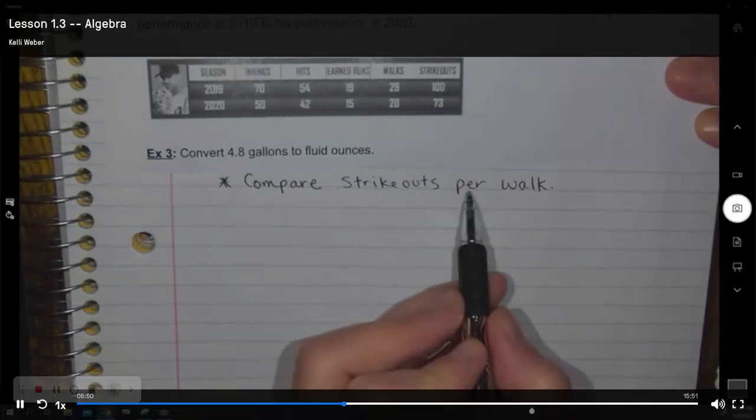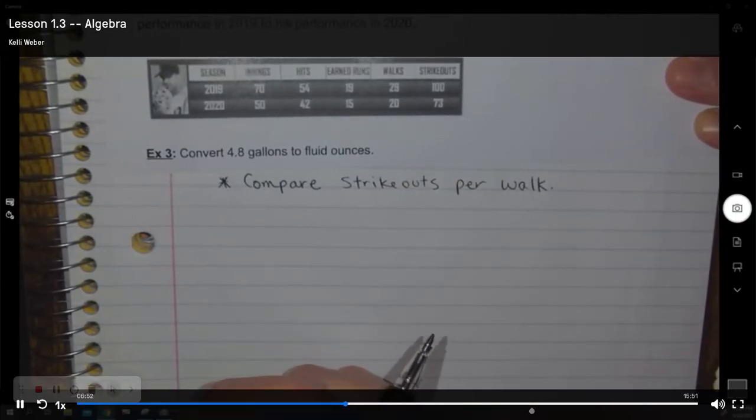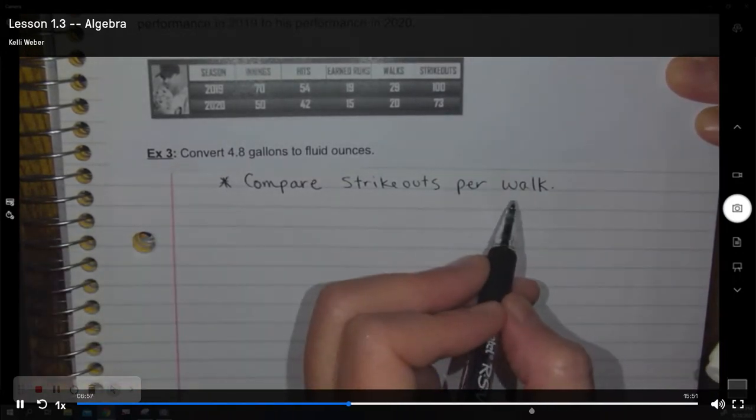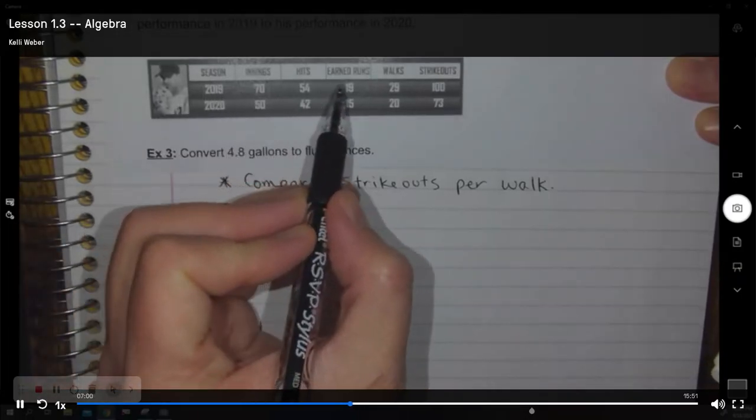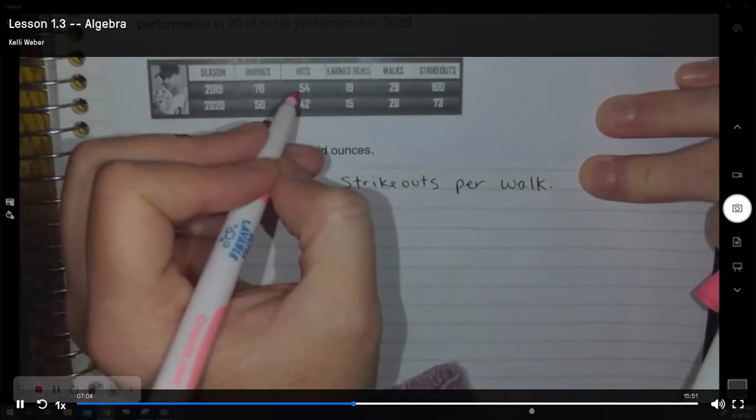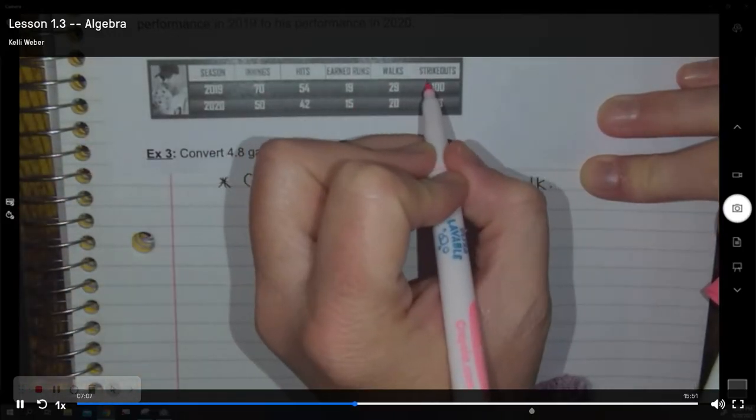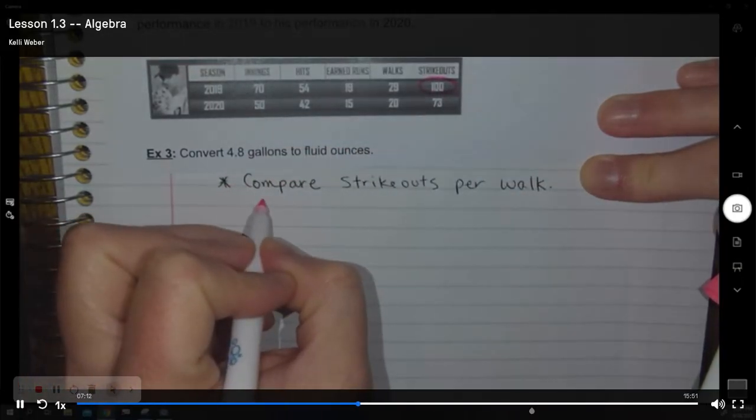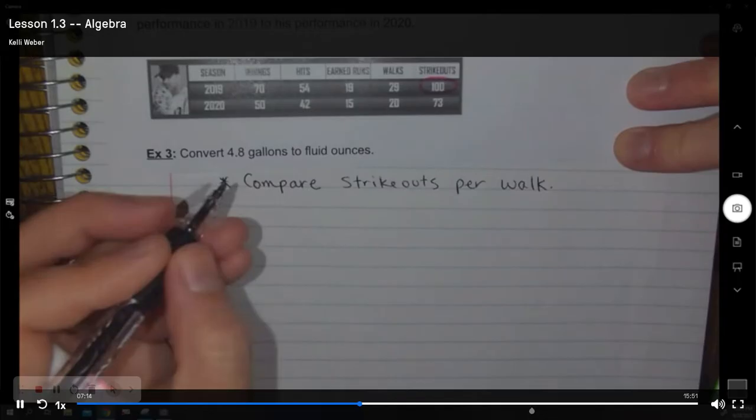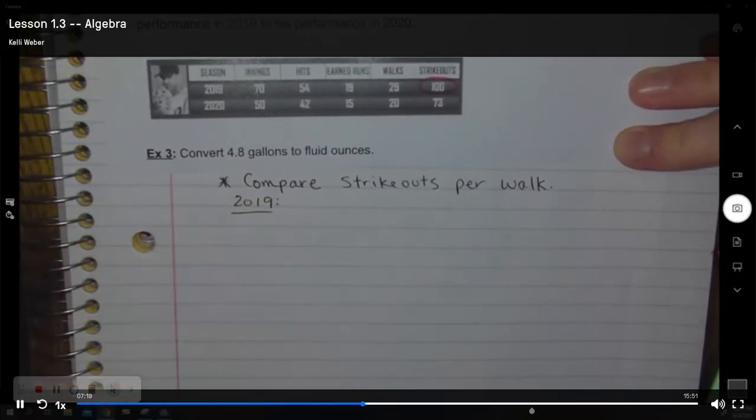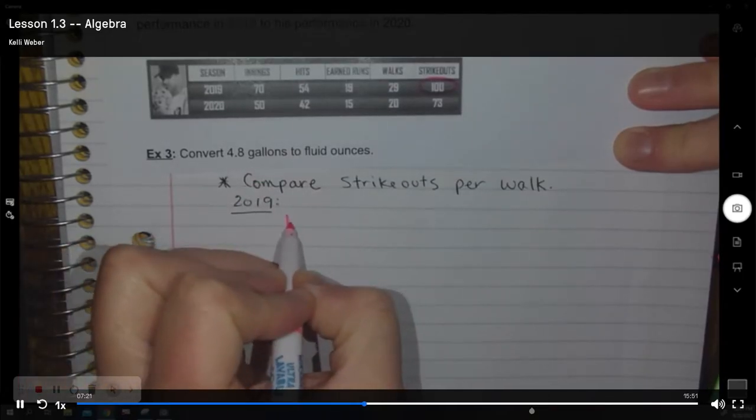So when we're writing it this way, strikeouts per walk tells us how our fraction would be set up. So we would have strikeouts on the top and walks on the bottom. So if we're looking at 2019, strikeouts are 100. So that's going to be on the top for 2019. Label this 2019.